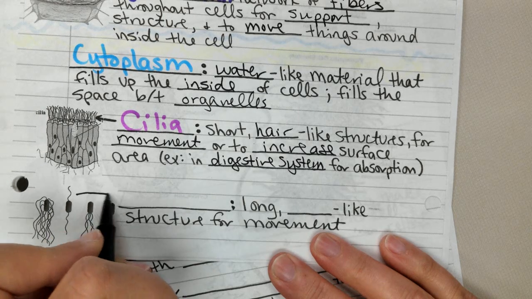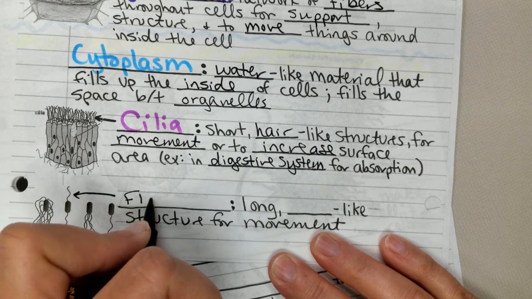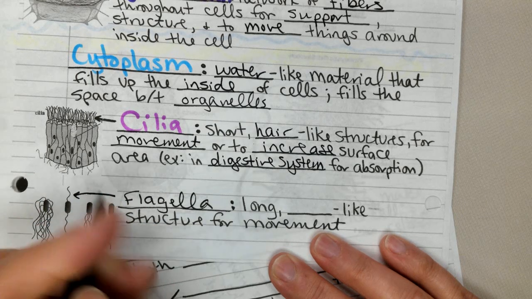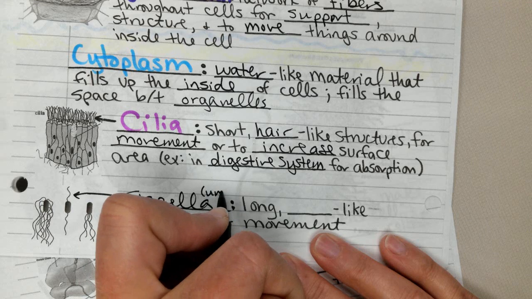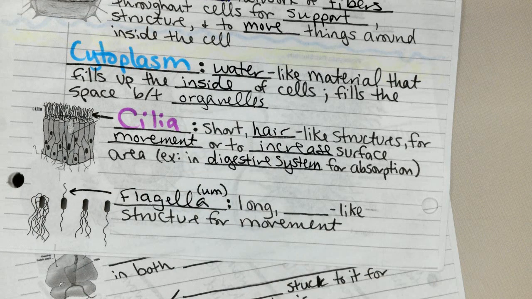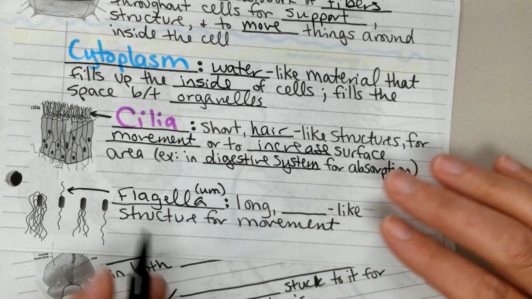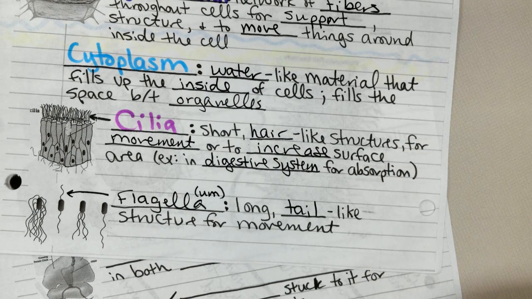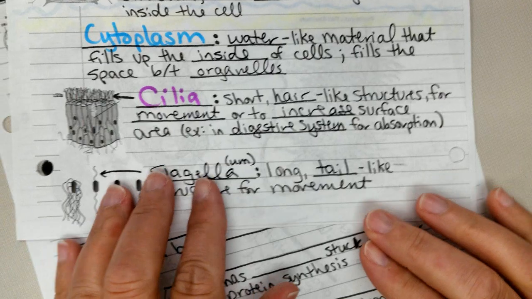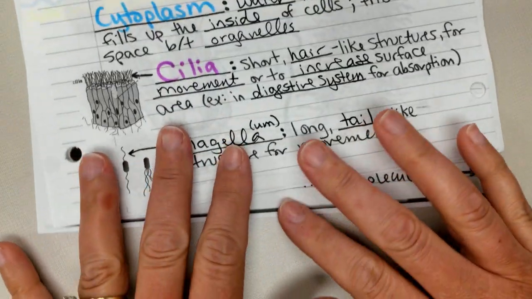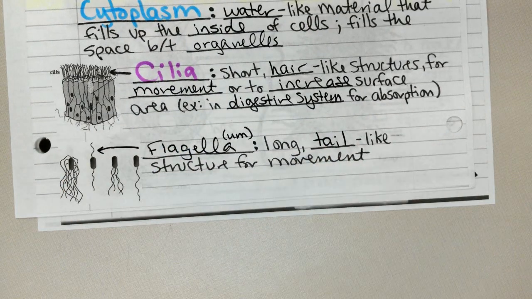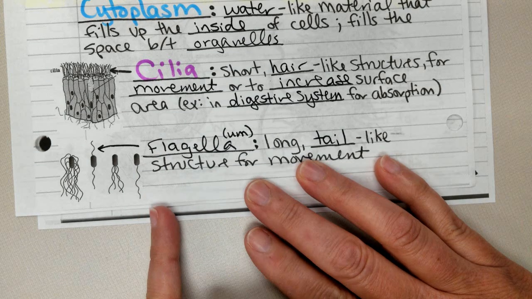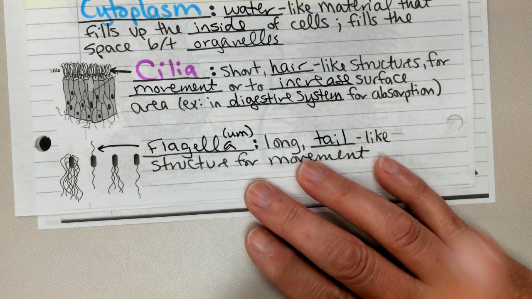And then flagella. Flagellum would be singular. Okay. So flagella, flagellum are long tail-like. So these are much, much longer. These are also for movement. The only human cell that I can think of that has flagella is a sperm. So this would be, and we are uniflagellated, meaning that we have one flagellum.